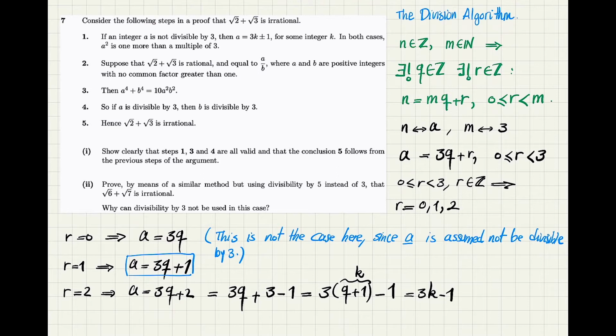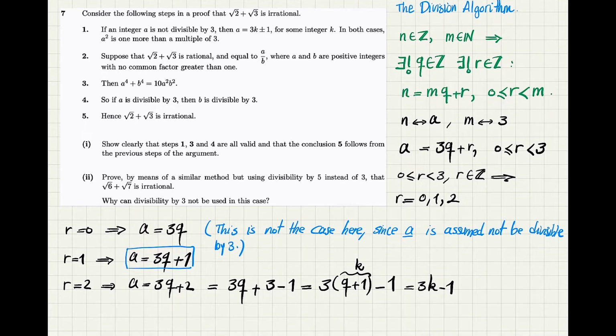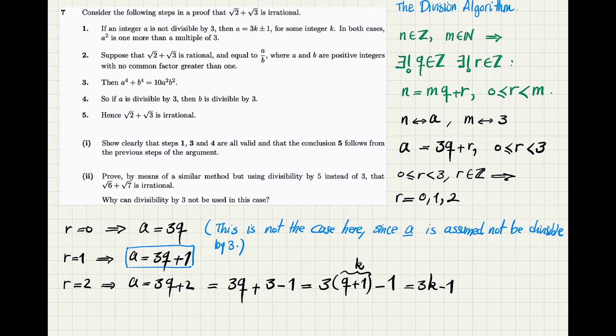So let us see what happens. If a is not divisible by 3, this is ruled out. So there are 2 possibilities left. Either a is an integer multiple of 3 plus 1, or a is an integer multiple of 3 minus 1. So actually we were able to show that this is indeed the case, and then we showed that statement 1 is indeed valid if a is not divisible by 3.